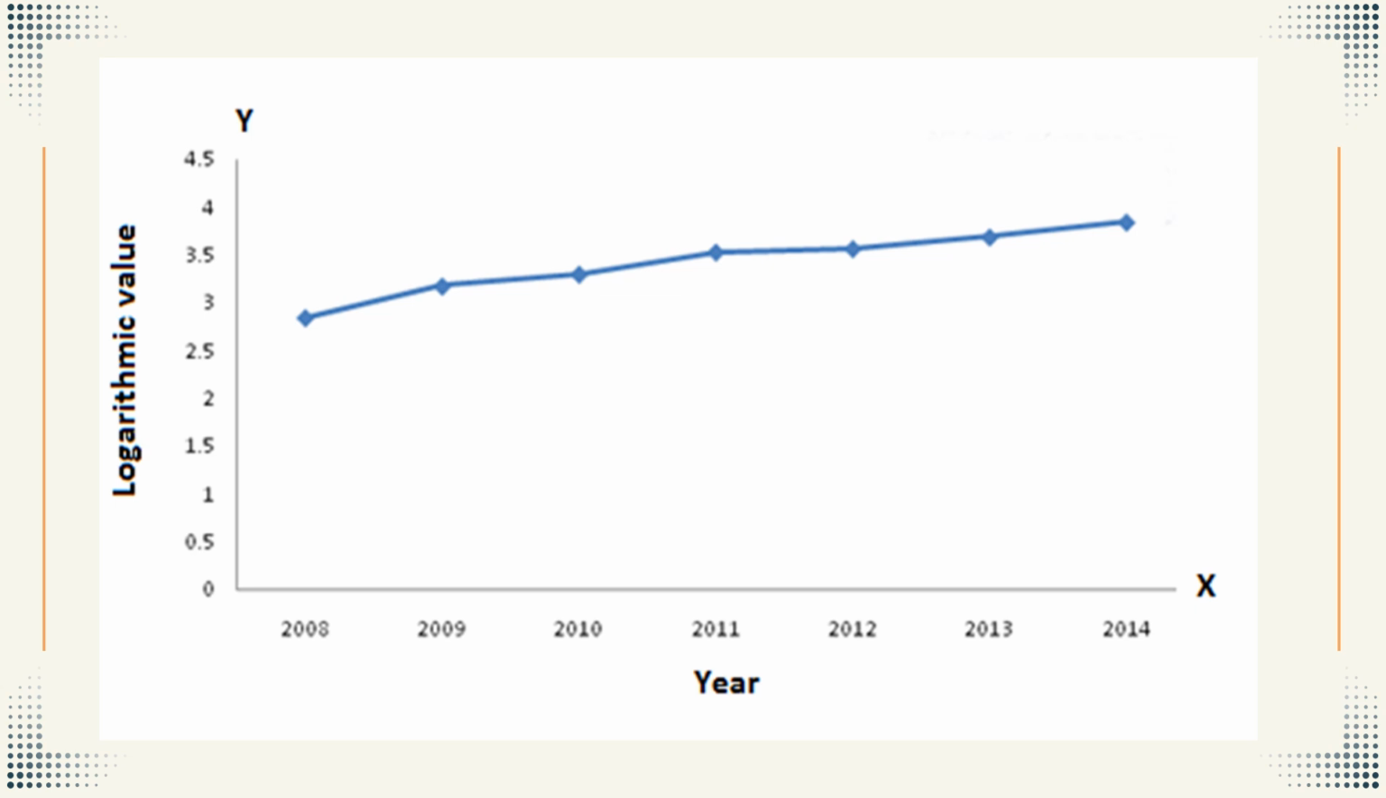Say in 2008, the logarithm value is 2 point something, and it is plotted there. In 2009, the logarithm value is 3 point something, and it is plotted there. In 2010, it was 3.4 something, plotted there. In 2011, it was also 3 point some value. In 2012, it was corresponding to 3.5, not reaching 4. In 2014, it reached almost 4. Like that, the points are plotted, and then a line should be drawn through the plotted points.